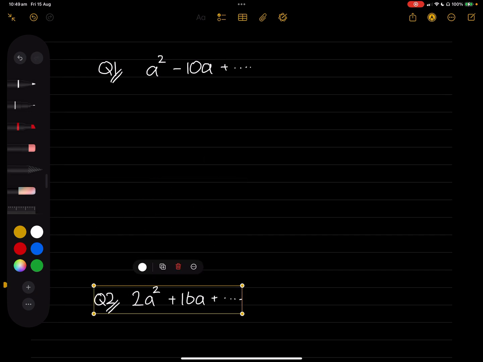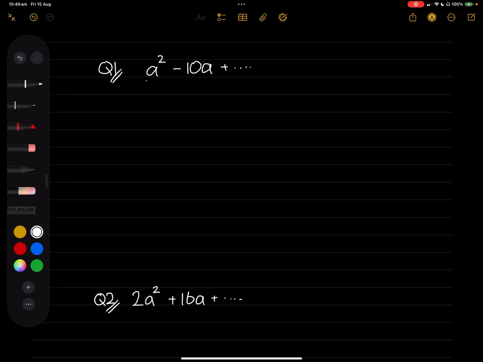Now, these two examples, they're not very hard, but completing the square is slightly complicated. Students often don't really understand what's going on. So even though these aren't very hard examples, you could get these in exams because the teachers are aware that students tend to struggle with completing the square.